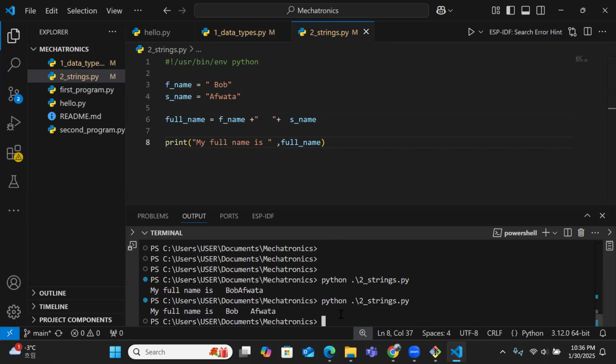Instead of adding the space in the full name, you can add a small space in your s name, before you write. Yeah, that's also possible. You can add some space here, not at the end, at the start. But this is normally a better way to do it.